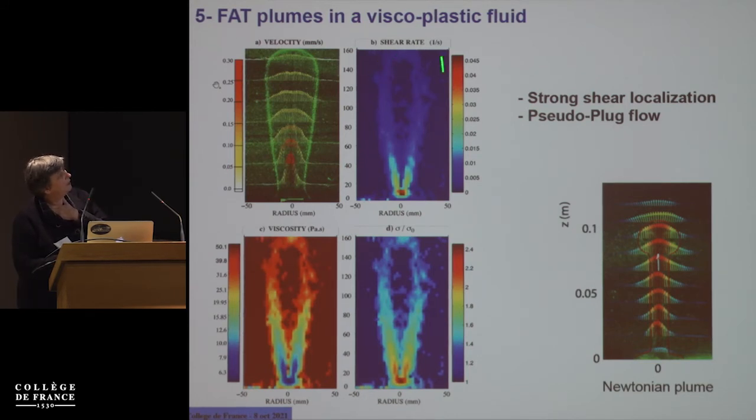If we look at the viscosity structure, that's really interesting because we have lower viscosity around the plume at the edge of the thermal anomaly, but look at the viscosity inside. We have a plug flow. So here, it's like if the viscosity was nearly infinite.